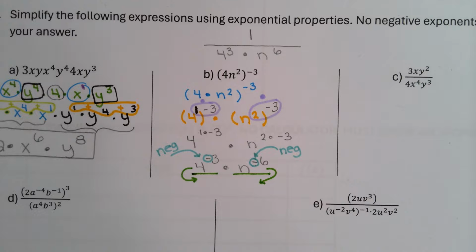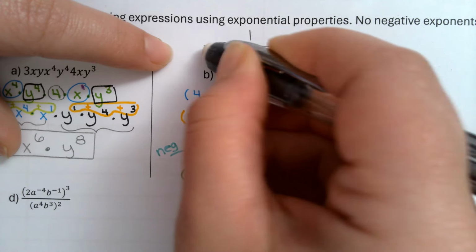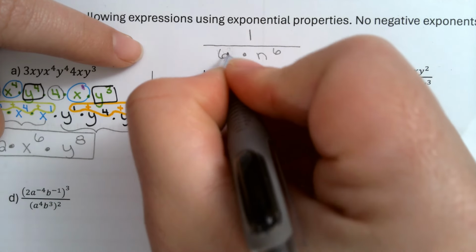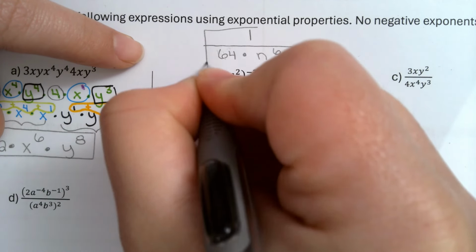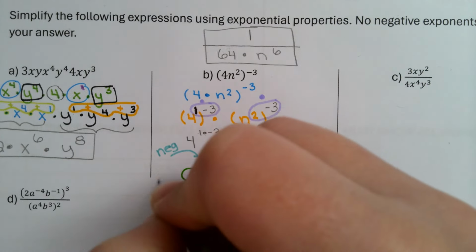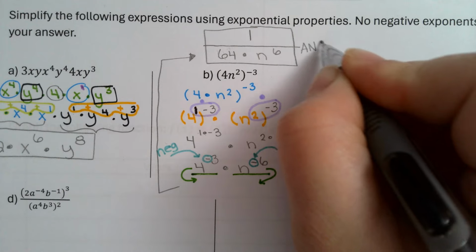Now it does take one last step to evaluate this 4 to the third power. 4 times 4 is 16. 16 times 4 is 64. Make sure you have that memorized for your answer. So I'm going to draw a little line here and an arrow so we know that that's the answer.